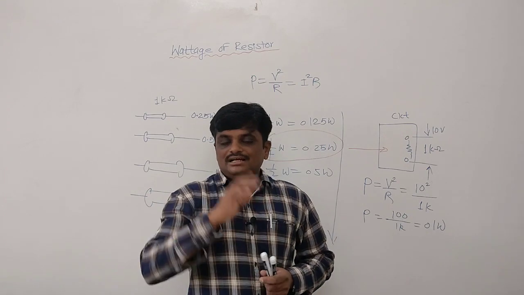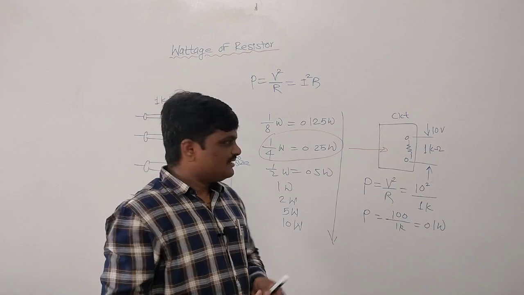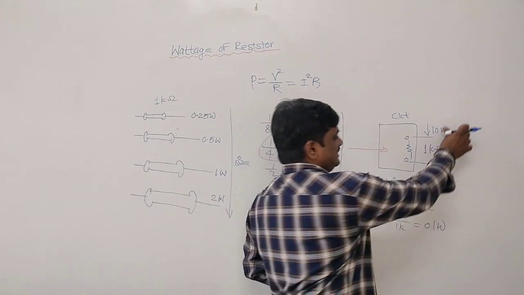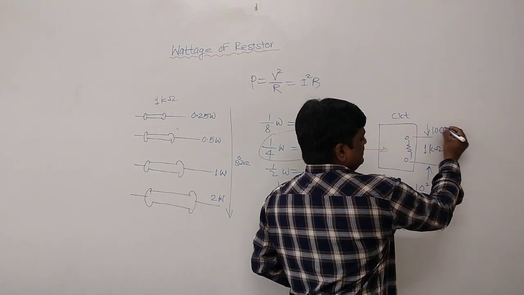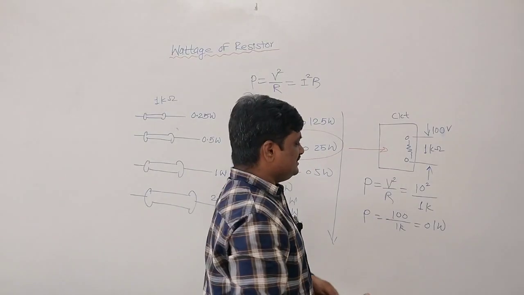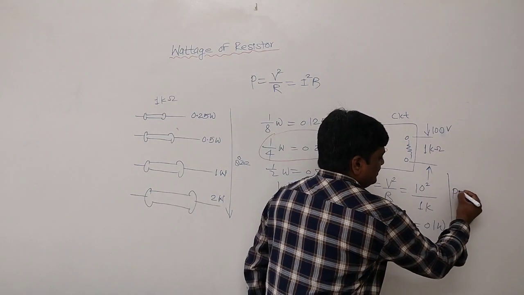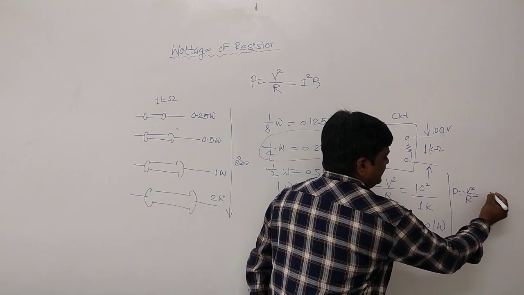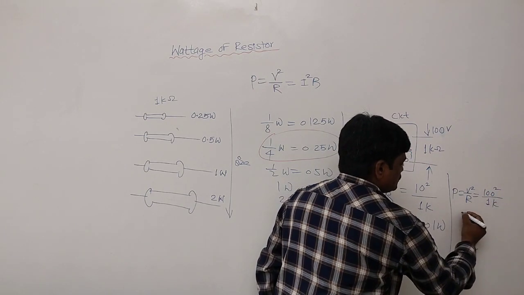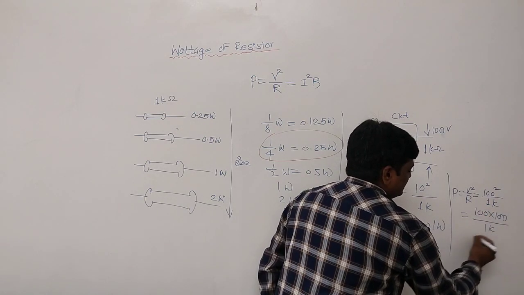Now if you don't care about this power handling capacity, what will happen? Let us consider in the same circuit, if you want to connect the 1 kilo ohm resistor and the voltage appearing here is, instead of 10 volt, say 100 volt, in between these 2 points. Now consider case 2. Here if you use the formula, power is equal to V square by R, voltage is 100 square divided by 1 kilo ohm, so it is 100 multiplied by 100 divided by 1k, so it is 10 watt.